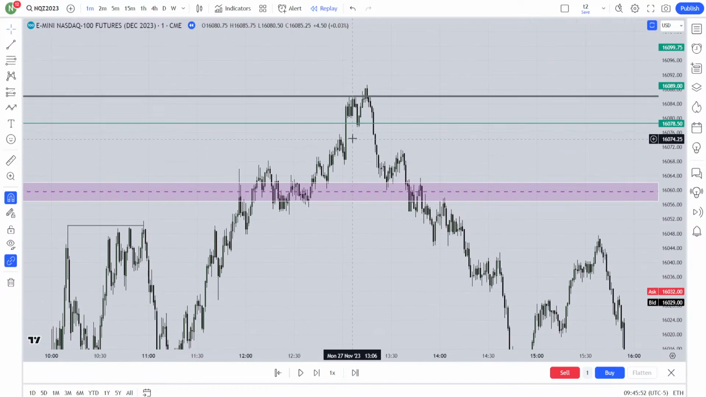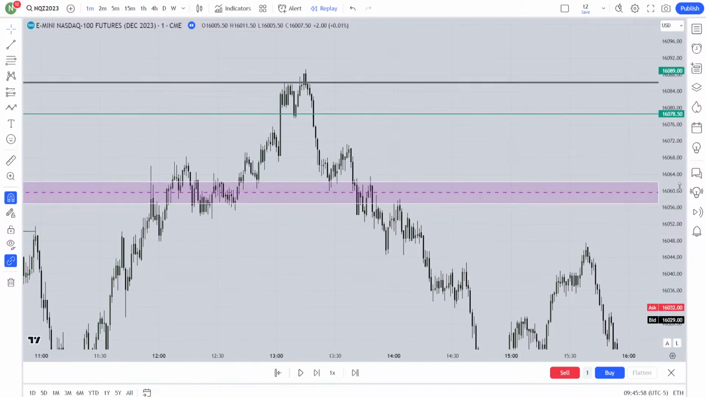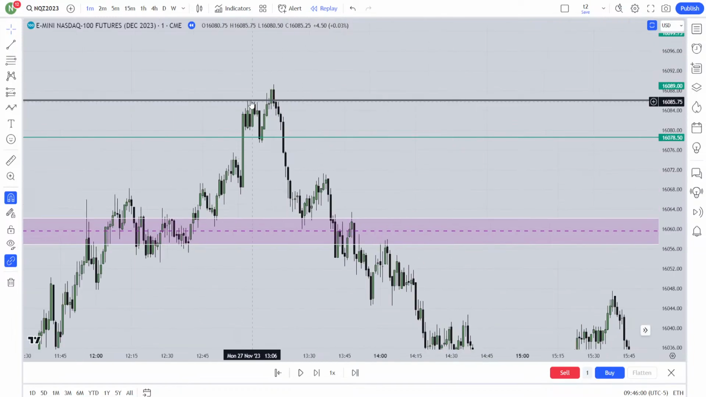Now it went higher, it came lower. This is the market structure shift. Just try to understand. It has taken the buy side liquidity and gave you a nice market structure shift. Where is your first fair value gap? This is your first fair value gap, right?